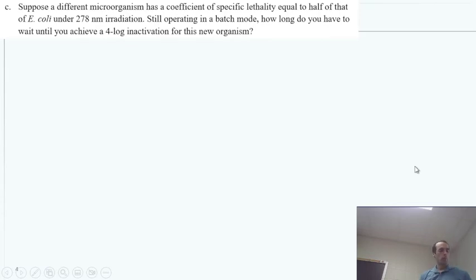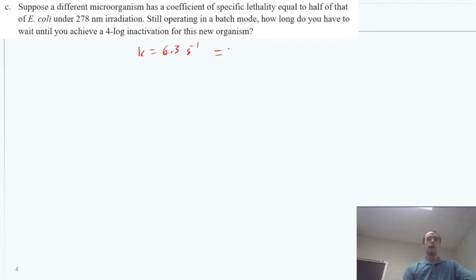Okay. So part C says, suppose a different microorganism has a coefficient of specific lethality equal to half that of the E. coli under this same light irradiation, the 278 nanometer light. Still operating in a batch mode, how long would you have to wait until you achieve a 4-log inactivation of this new organism? So what we're talking about is if K was 6.3 per second, well, we can break that into some coefficient of specific lethality times essentially the dose of UV that they're getting, right? Or maybe an intensity term.